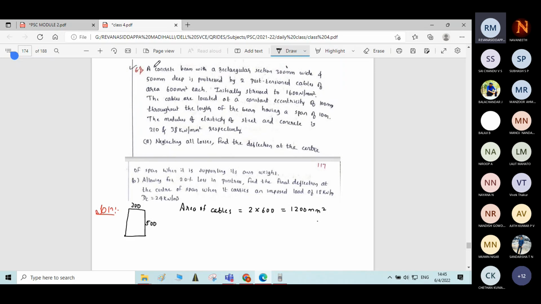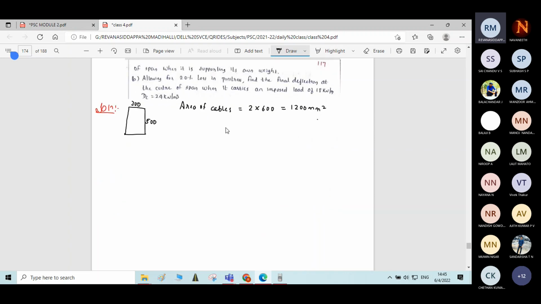The cables of 600 mm square each are initially stressed to 1600 Newton per mm square. Initial pre-stress is given. It is given as 1600 Newton per mm square. Okay, see, area of cable is given. Pre-stress in the cable is given. So pre-stress multiplied by area will give pre-stressing force. Correct.